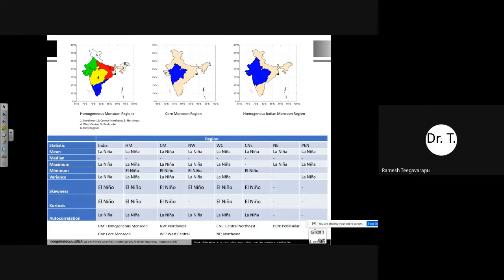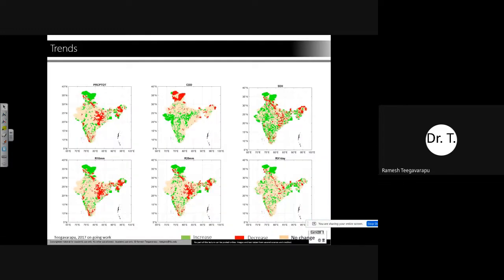So these are the homogeneous regions, and you can see which regions are affected and what the properties are for each of them, and that really helps us to understand how the progression of La Nina and El Nino influence is happening in India.